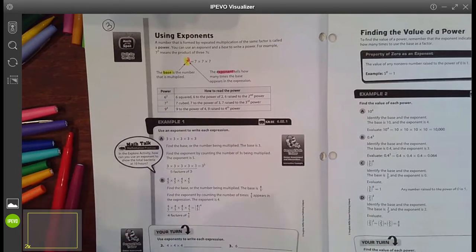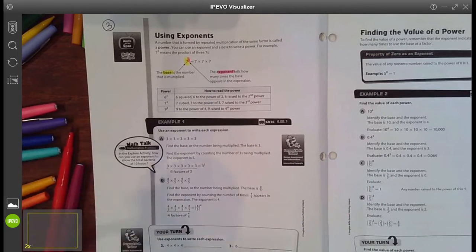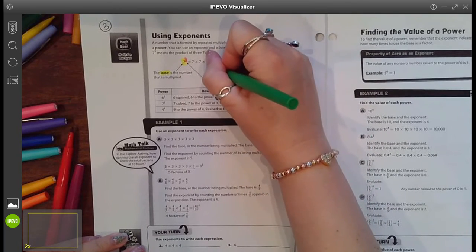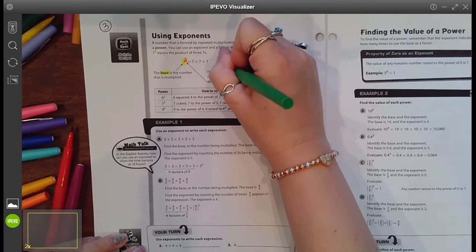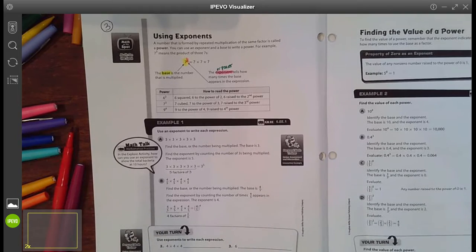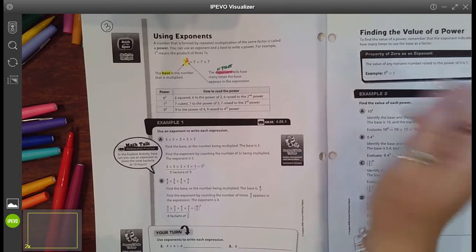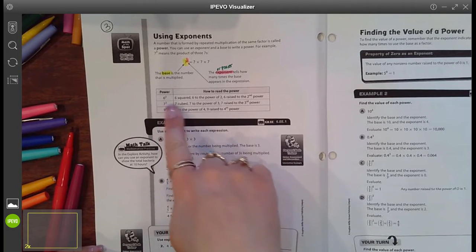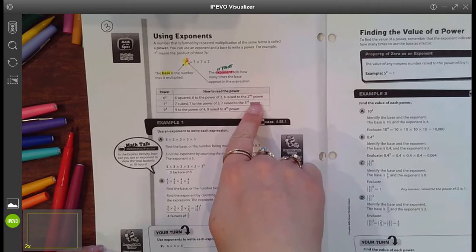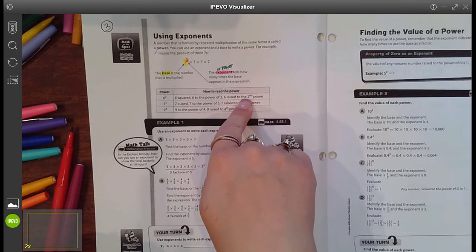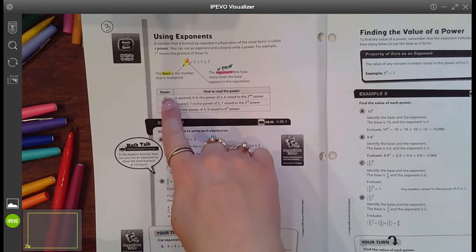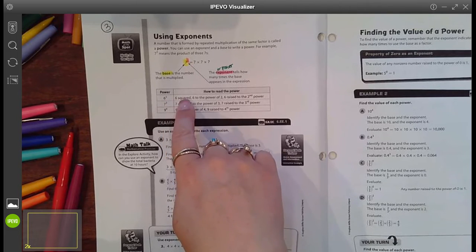And sometimes you're going to hear it referred to as a power. Power means the same thing as exponent. Okay, and it tells you how many times the base is multiplied by itself. So 6 to the 2nd power means 6 raised to the 2nd power, or 6 times 6. What is that? It's 36, right? 6 times 6 is 36. It's not 6 times 2, it's 6 times 6, which is 36.